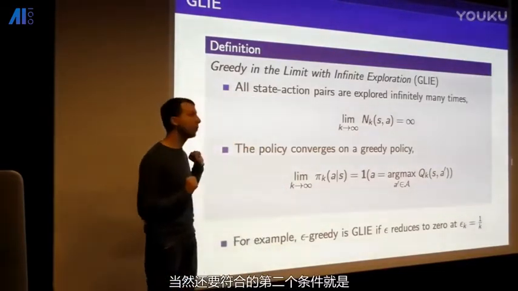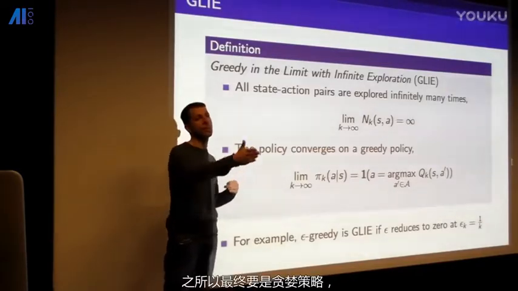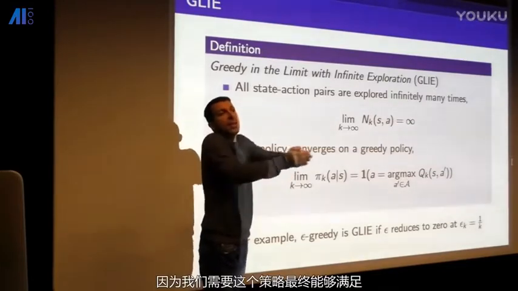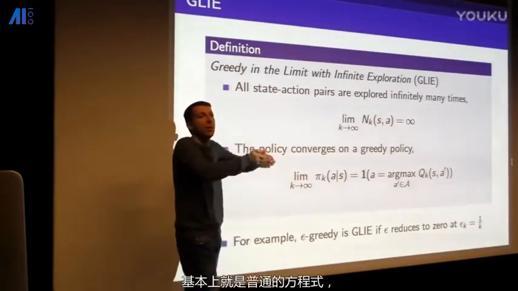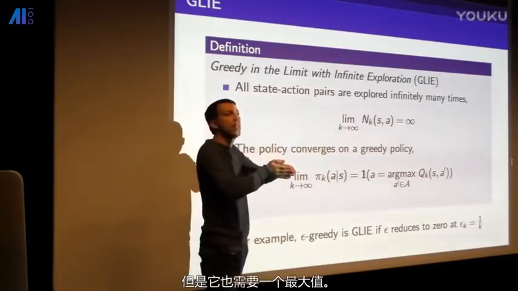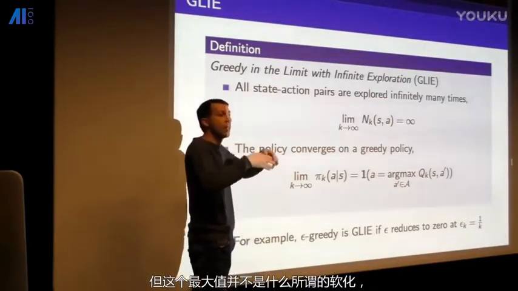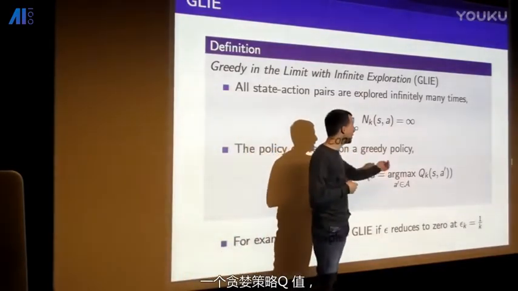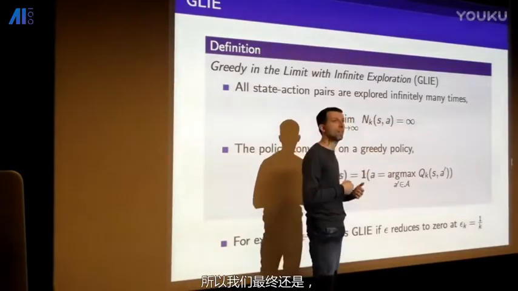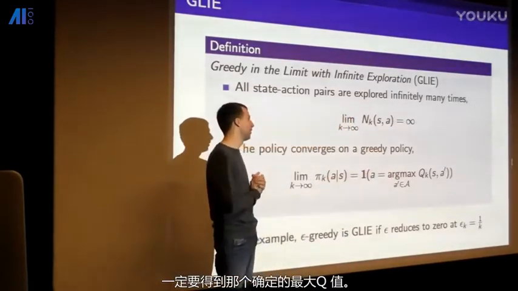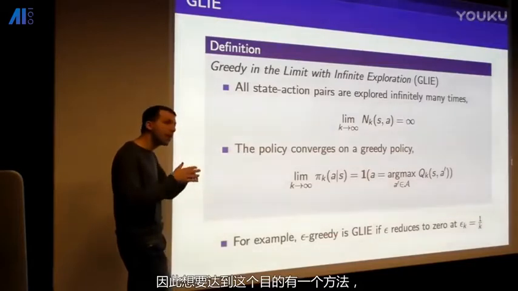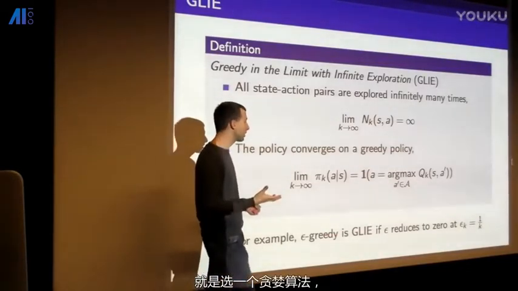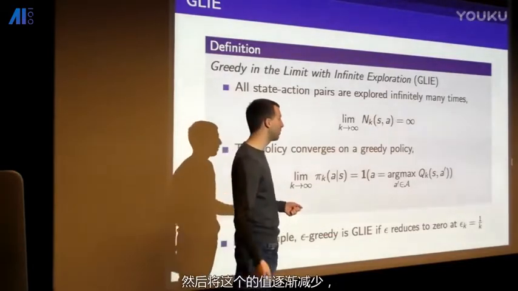And the second property is that we want to make sure that the policy eventually becomes greedy. It needs to become greedy because we need this to satisfy the Bellman equation. The Bellman optimality equation basically requires a max in there, not just some soft thing. We want to make sure that eventually we're acting greedily with respect to Q, really taking the max, or the argmax, of our Q values. One way to achieve this, by no means the best way, but certainly one simple idea, is to choose an epsilon greedy policy and just decay epsilon slowly towards zero.